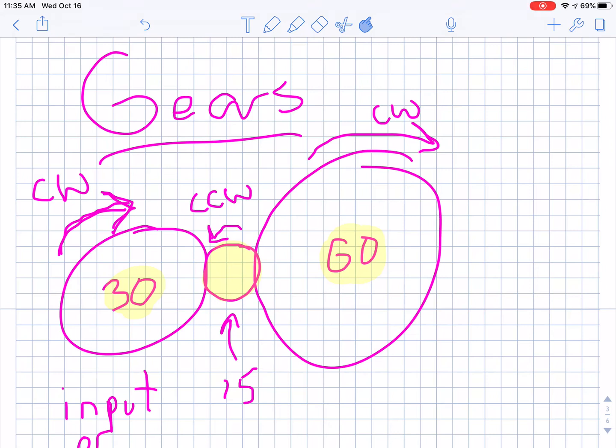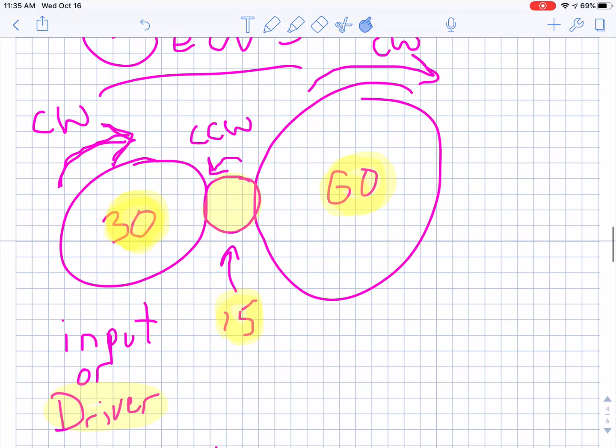So here's a simple picture of a gear train. Gears are meshed together, which means their teeth are interlocking. In this case, we have a 30 tooth gear, a 15 tooth gear, and a 60 tooth gear. And we always have to be told which one is the input or the driver. This happens to be our 30 tooth gear.